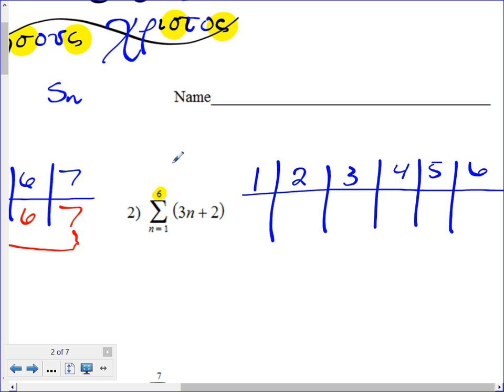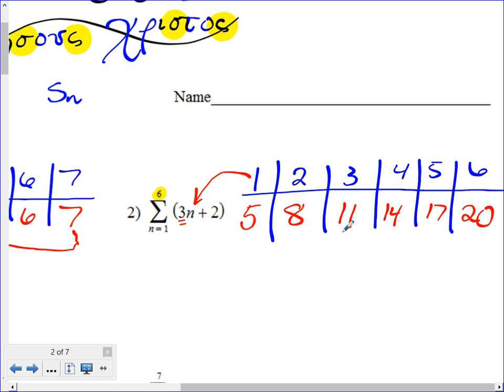So to find the first term, all we do is take 1 and plug it in for n. So 3 times 1 is 3, plus 2 is 5. Then 8, 11, 14, 17, 20.